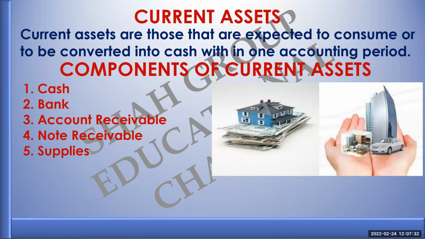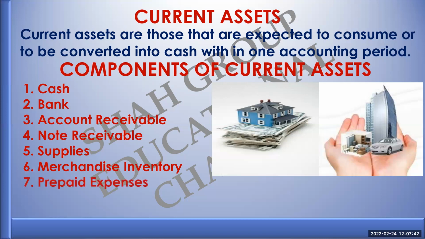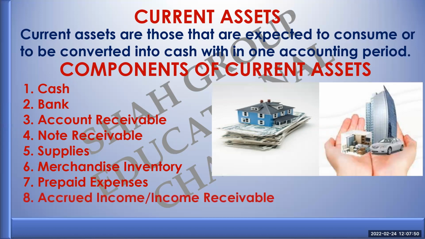Okay, beta. The next is merchandise inventory. Merchandise inventory refers to the stock that a company holds for the purpose of sale. The next is prepaid expenses. Prepaid expenses refers to expenses paid in advance. The next is accrued income or income receivable. Accrued income refers to any income that is earned but not received.